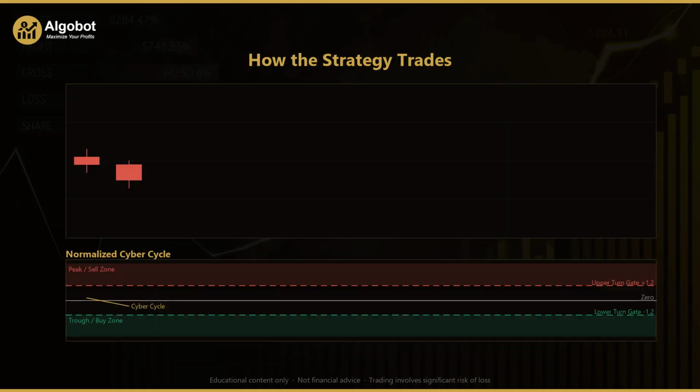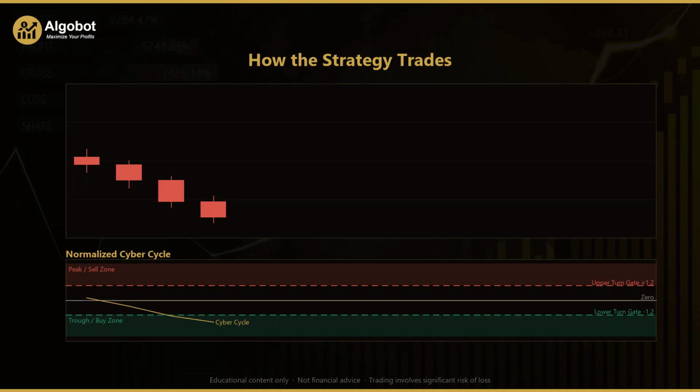Now let's bring it all together on a chart. On screen you can see a series of candles, and below them a subpanel showing the normalized cyber cycle oscillator. The green band near the bottom marks the lower turn zone, below -1.2, and the red band near the top marks the upper turn zone, above +1.2. The oscillator swings between these extremes as price rotates. Watch how the oscillator, not the price alone, drives every decision. Let's begin with the long trade.